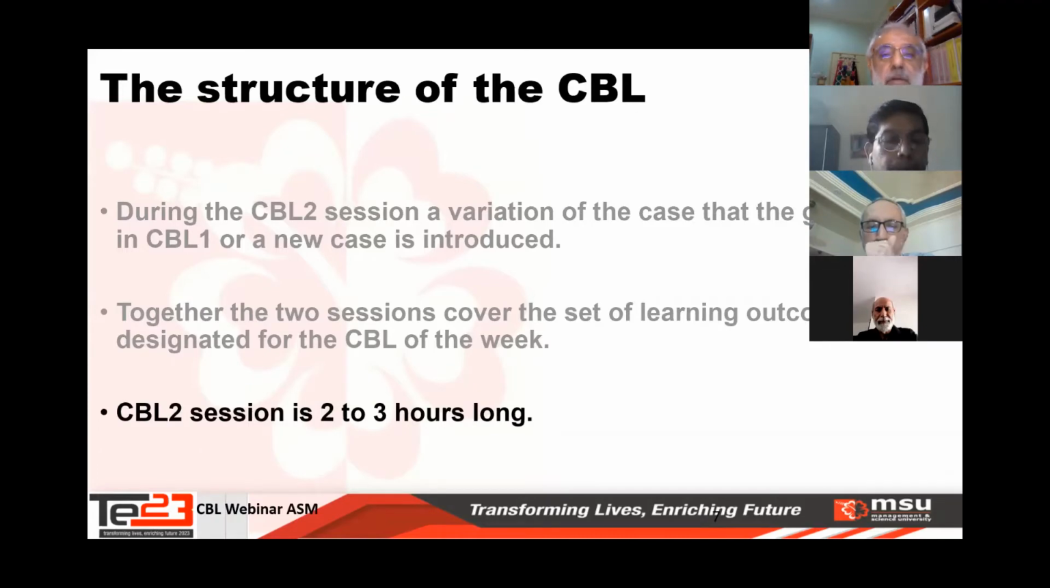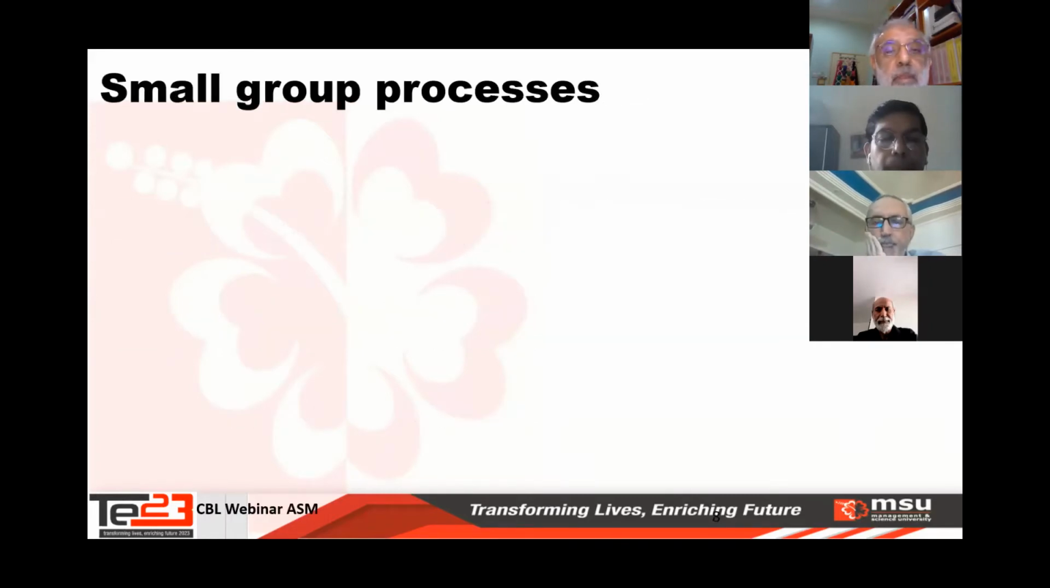The first session of CBL, for example, if it is a lecture, would be a normal duration of a lecture, but the CBL2 or second session may last 2 to 3 hours. The session of small group follows more or less the same as what we do in problem-based learning.